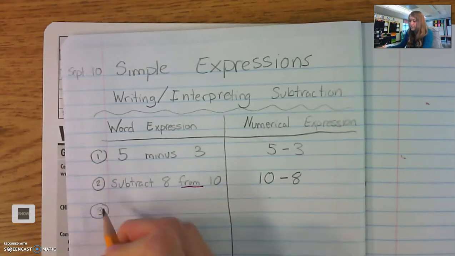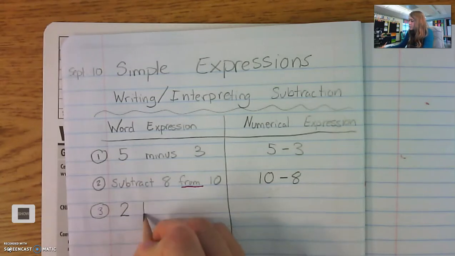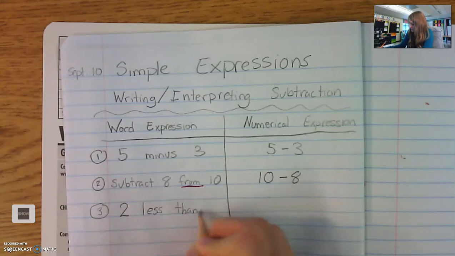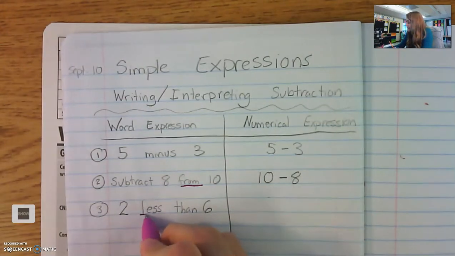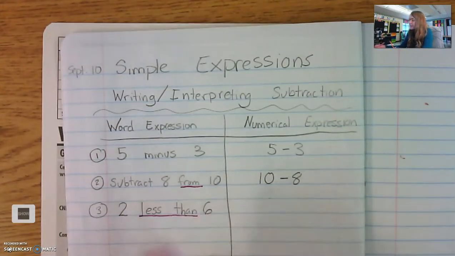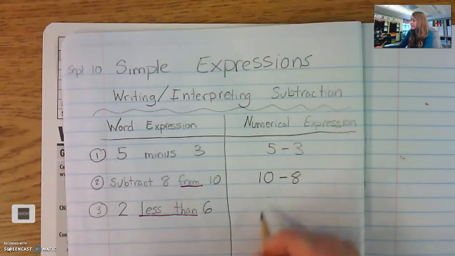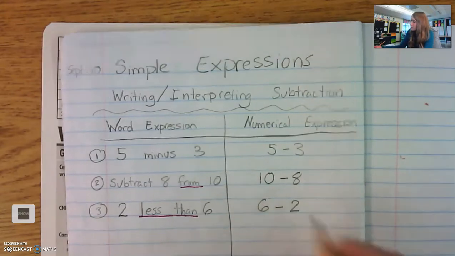Let's look at another example. Sometimes we might see something like this: 2 less than 6. Just like that word from, when we see less than, that tells us that this subtraction problem has to be written backwards from the way we say it. 2 less than 6 is written 6 minus 2.